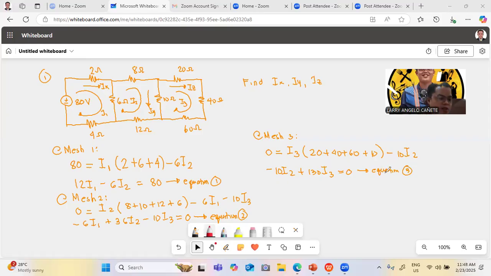Okay, so we'll try to solve, no, using calculator. Okay, so equation 3, no, find unknown variable, no? So three equations, three unknowns. So solve for the I1, I2, and I3, using equation 1, equation 2, and equation 3. So 12, negative 6, 0, 80. Negative 6, 36, negative 10, 0.